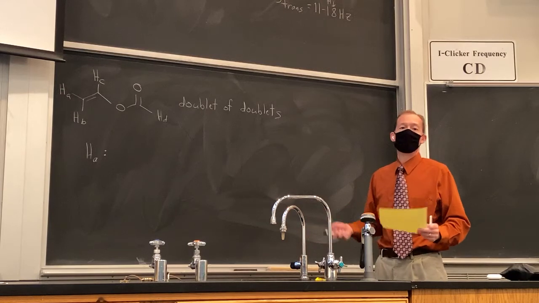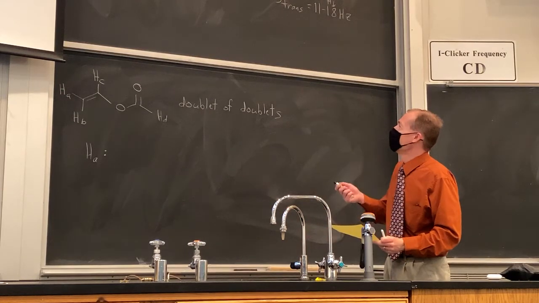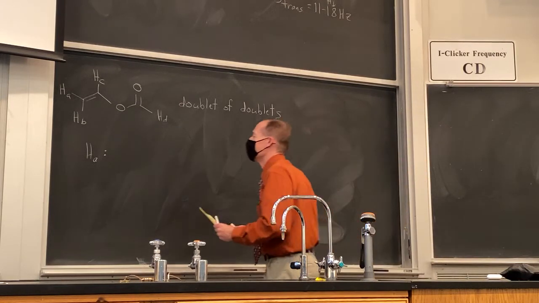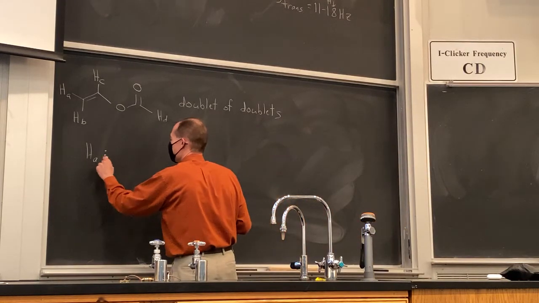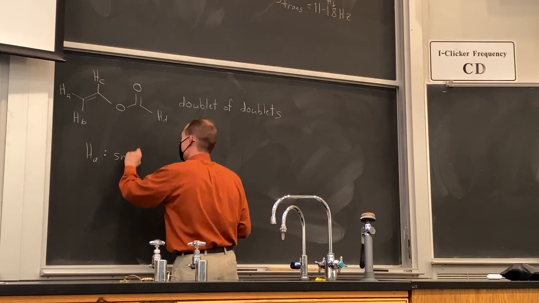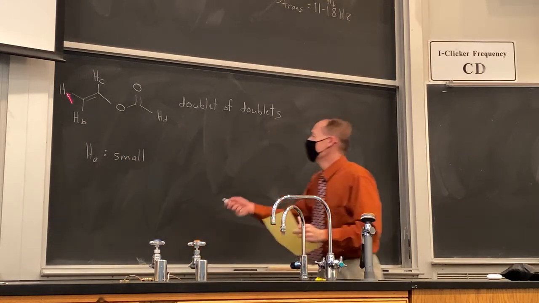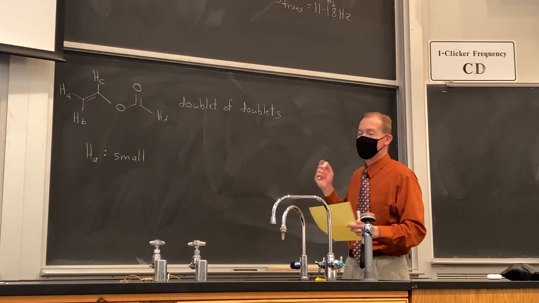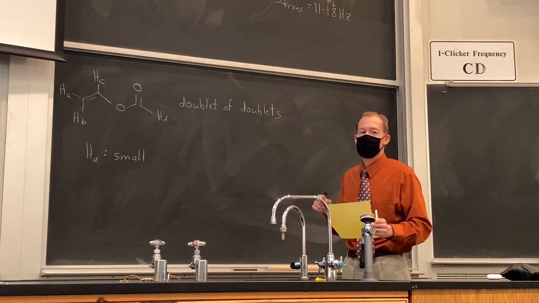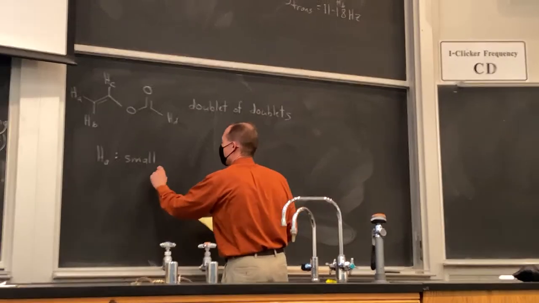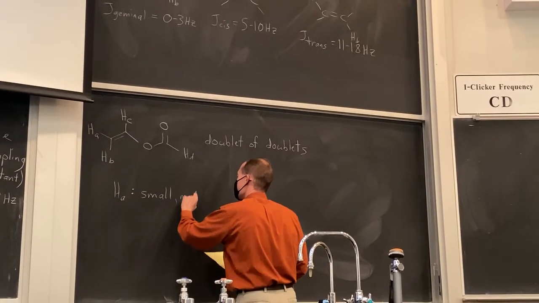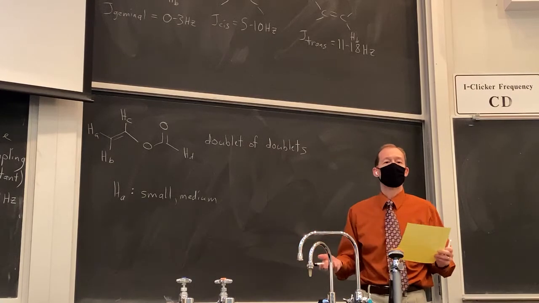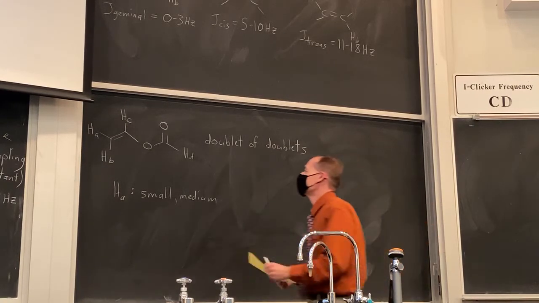HA has a geminal neighbor. That geminal neighbor is going to have a very, very small J value. So one of our doublets is going to have a small J value. And then the other neighbor is cis. Remember, we said that the cis J values in alkenes are medium. So we're going to have a small coupling constant and a medium coupling constant for the signal corresponding to HA.